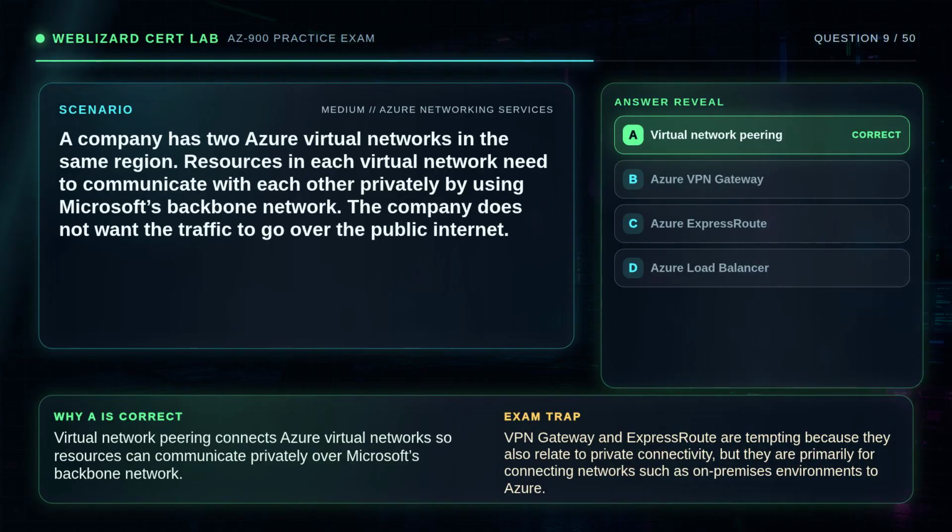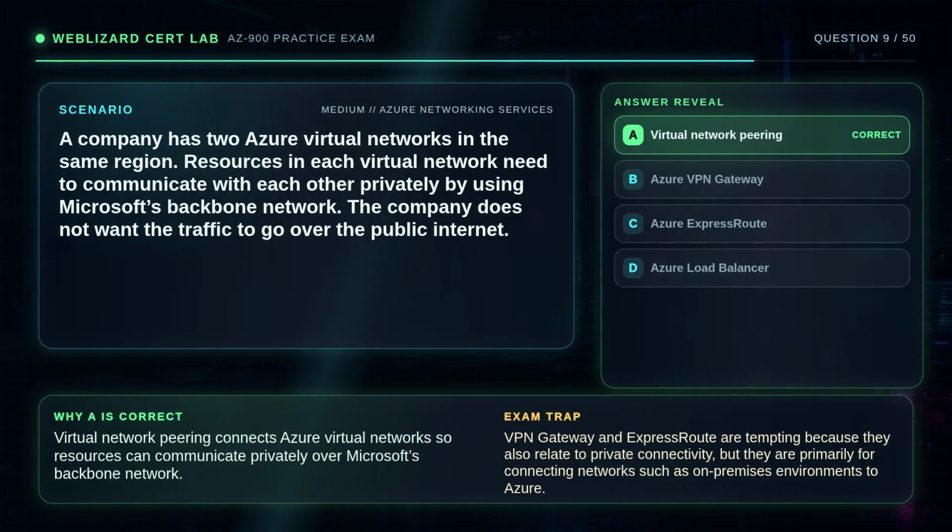Azure VPN Gateway is more often used for encrypted tunnel connections, such as connecting Azure to on-premises networks. ExpressRoute privately connects on-premises environments to Azure. Azure Load Balancer distributes traffic to resources. It does not connect virtual networks. The exam clue is two Azure virtual networks, private communication, Microsoft backbone.